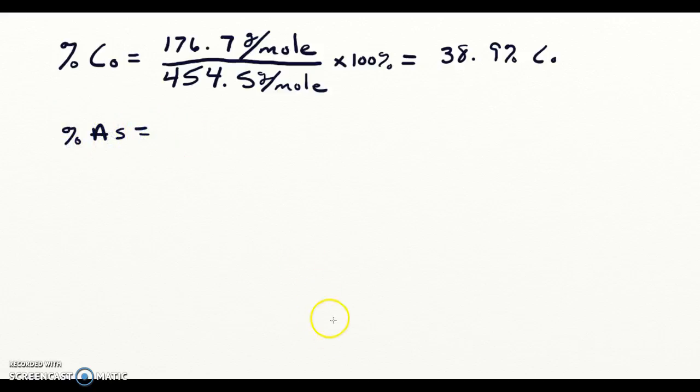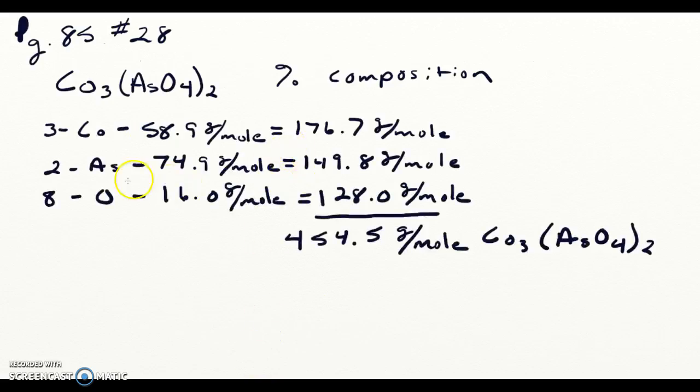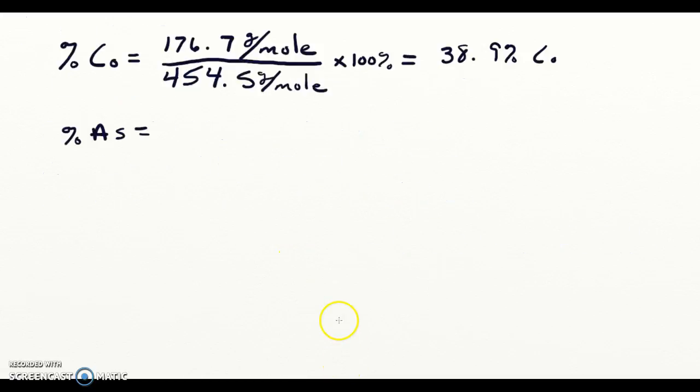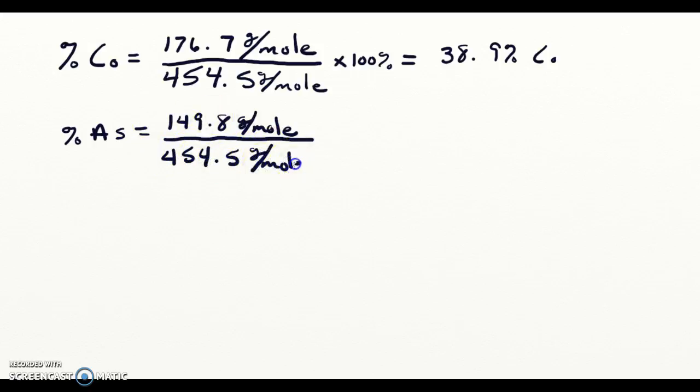The next one up is the arsenic. So I'm going to go back to the other page and take a look. Here it is. There are 2 of them, and the total is 149.8. Again, I'm going to take the total mass of that element divided by the total molecular mass. So the total for the arsenic was 149.8 grams per mole, and I'm going to divide it by the total mass, which is 454.5 grams per mole. I'm going to multiply this by 100% again, and when I do this, I end up getting 33.0% arsenic. Okay, we're almost done.